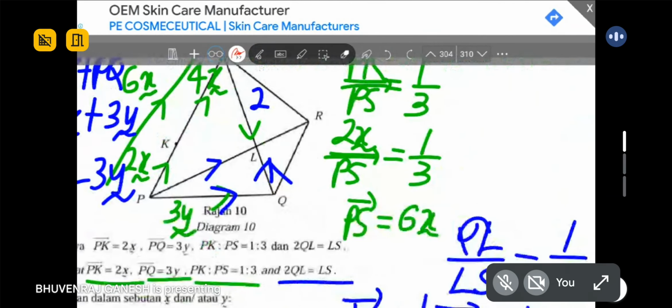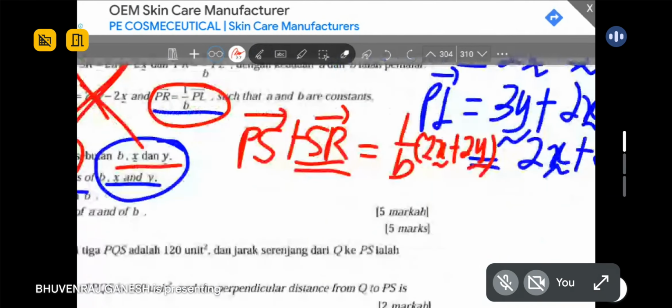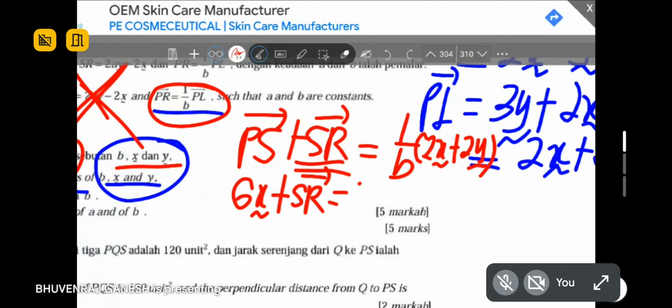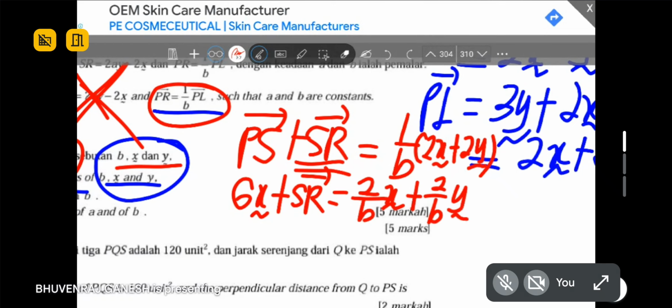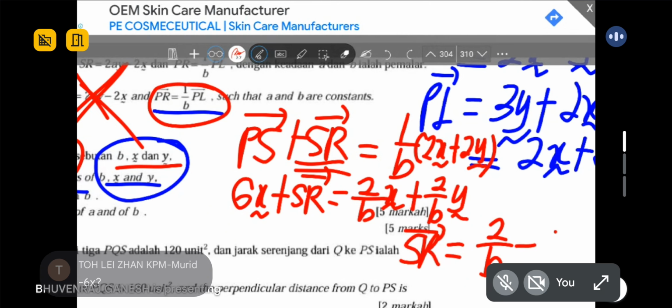Yes. Okay, PS we got 6x. So you just substitute. 6x plus SR equal to 2 over bx plus 2 over by. Minus PS. What do you mean? I don't understand. PR equal to PS plus SR. Am I right? So you get SR equal to 2 over B minus 6.